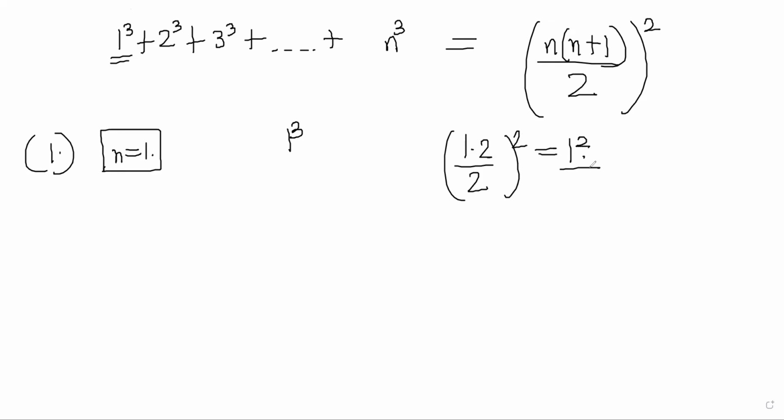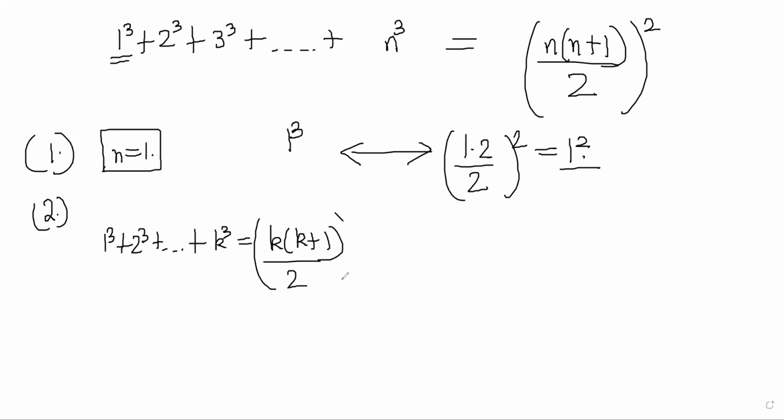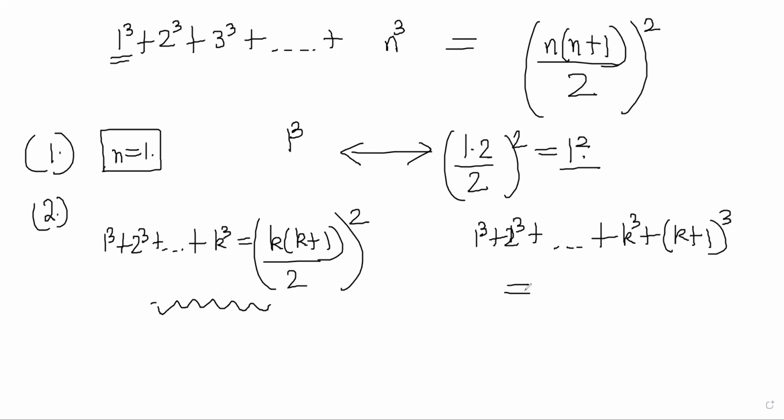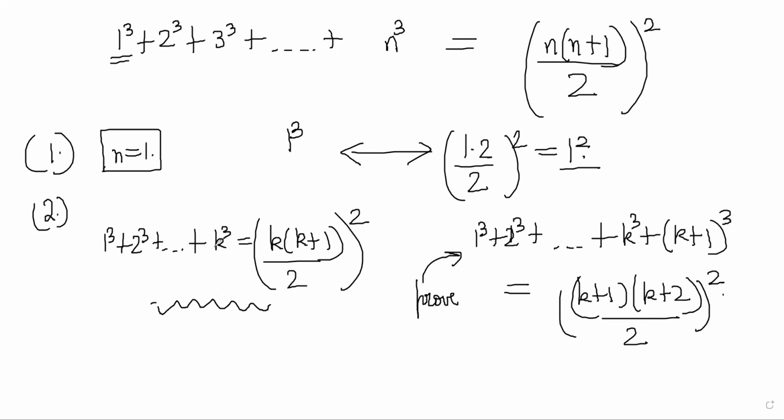Which is 1 square, right? Correct? Yeah. So the base case is already proved. Now assume it is true for k step, right? So let's say we have 1 cube plus 2 cube plus ... k cube is equal to k into k plus 1 by 2 whole square. And now what do you have to prove? Knowing this fact, you have to prove that 1 cube plus 2 cube till k plus 1 cube, right, is equal to, put k plus 1 here, so k plus 1, k plus 2 by 2 whole square, right? You have to prove this one by using this one.